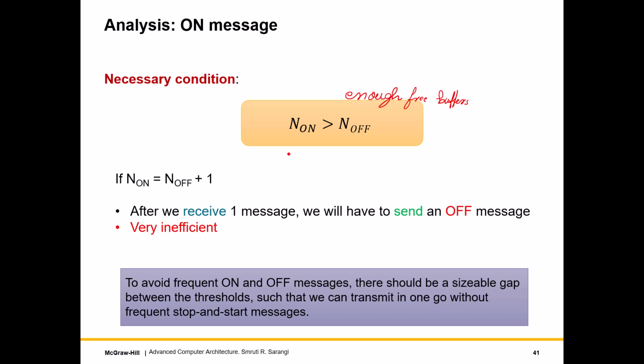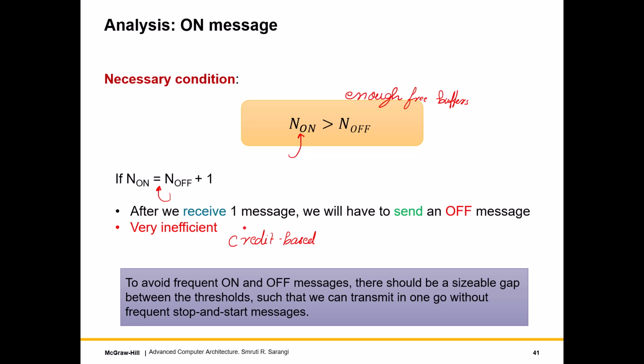That is when the receiver has n on free buffers, and common sense would suggest that n on is greater than n off. Of course, I can take the pathological case where n on is equal to just n off plus 1, which means that I receive one message and then I send an off message because one free buffer goes, and again that is sent, then I send an on message. So this is no different from credit based flow control, right? This is essentially a credit based kind of idea, which is not something that I like, even though it's not exactly credit based, but it's broadly along that direction.